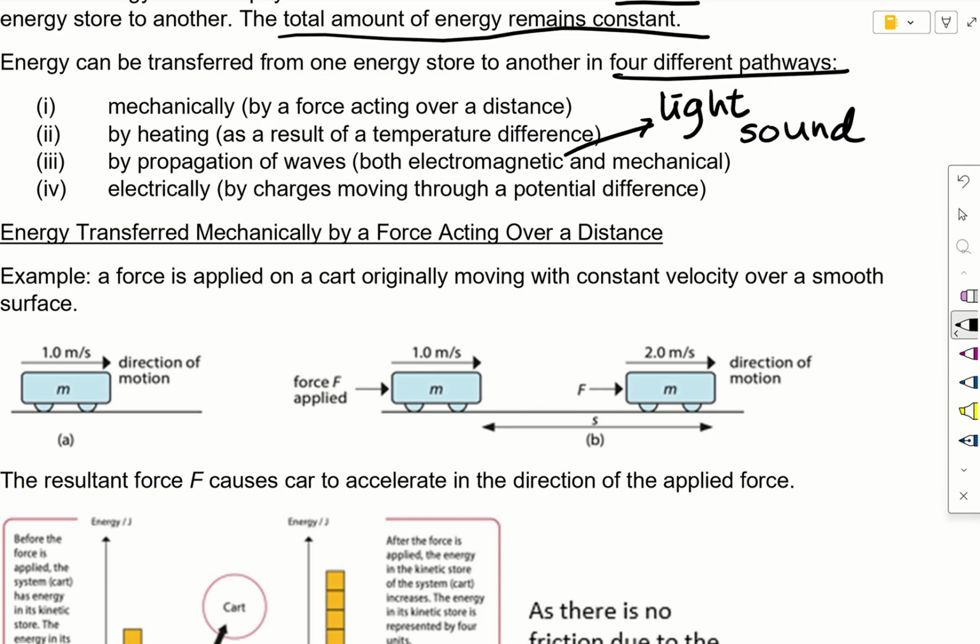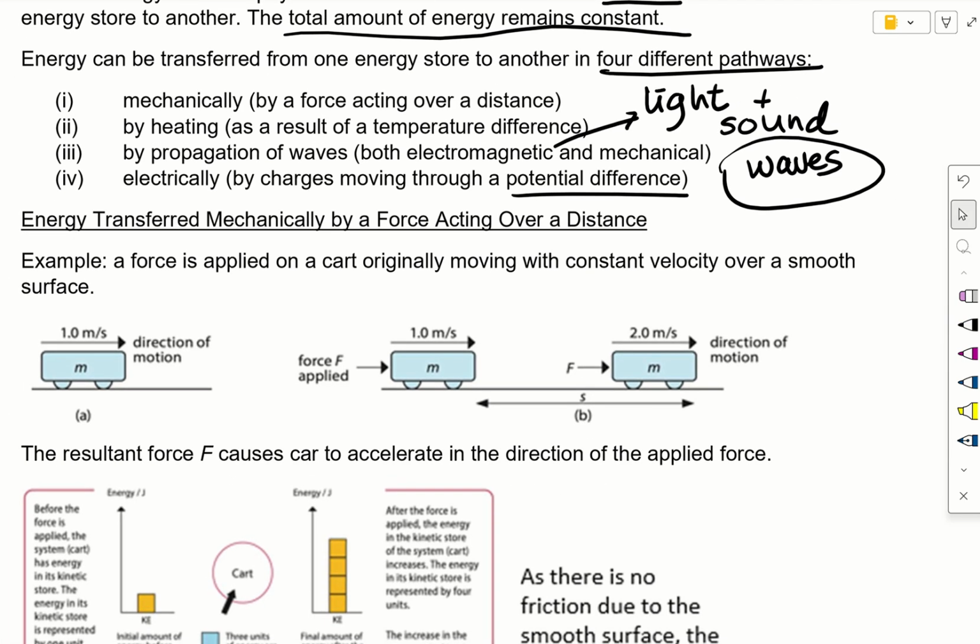Last time we used to talk about light energy and sound energy. Take note that now we do not refer to them as light energy and sound energy. Light and sound are now known as waves, or they have always been known as waves, and all these waves transfer energy. Next is electrically, by charges moving through a potential difference. So basically there is no more electric energy as well. Electrically is one of the pathways that energy is transferred.